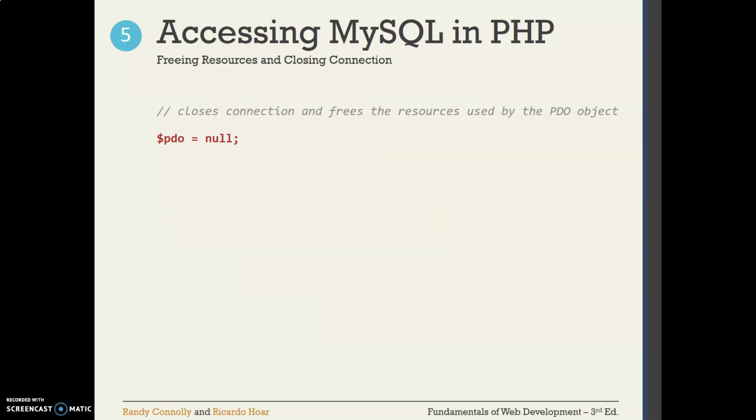Finally, our fifth step in our algorithm is actually pretty simple, right? Freeing the resources and closing the connections is just simply a matter of setting the PDO object to null. Why is this necessary? Eventually, when the page finishes executing, the PDO is going to be set to null anyways. It's going to be garbage collected.